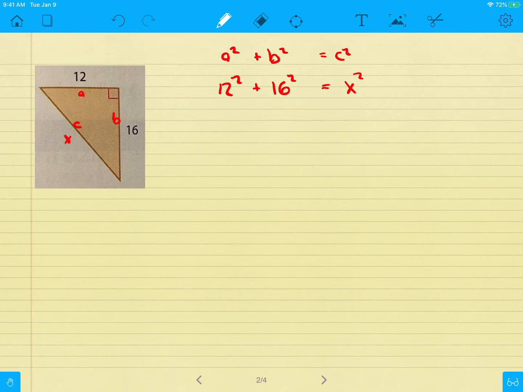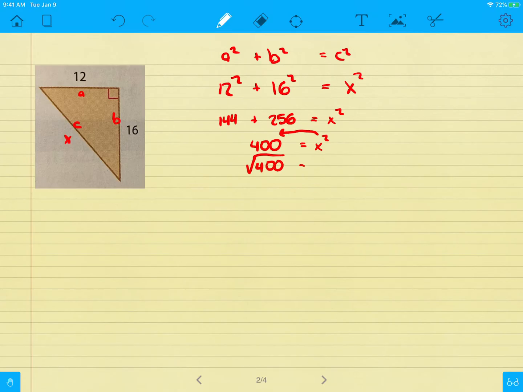So doing the math here, 12 squared, that is 144. 16 squared, I believe that's 256 if I'm not mistaken. 16 times 16, yeah, 256. And adding these two things together here, 256 plus 144, I'm getting exactly 400. That's kind of nice. And then I'm going to take the square root to the other side. So the square root of 400.